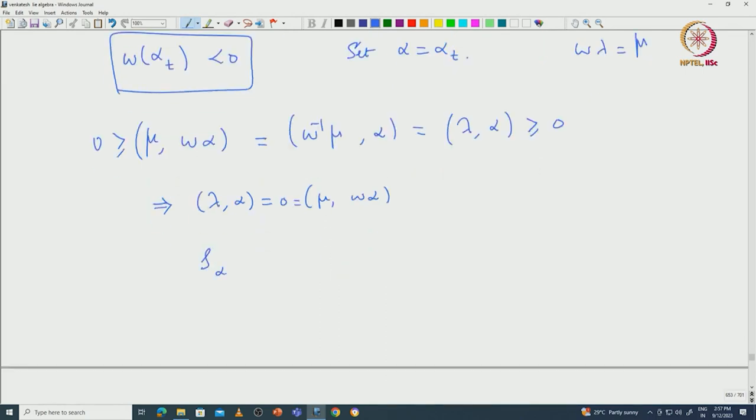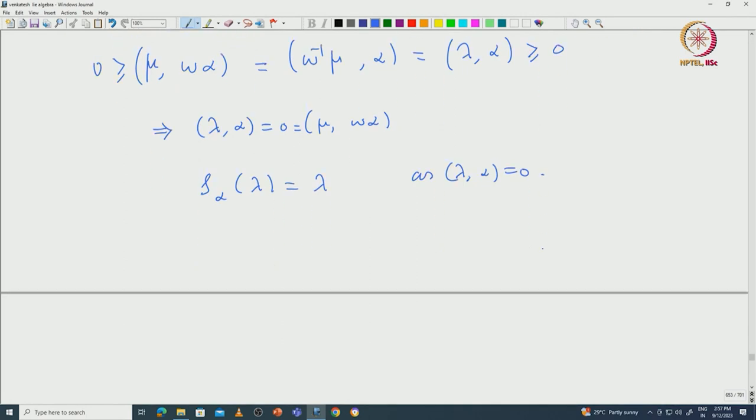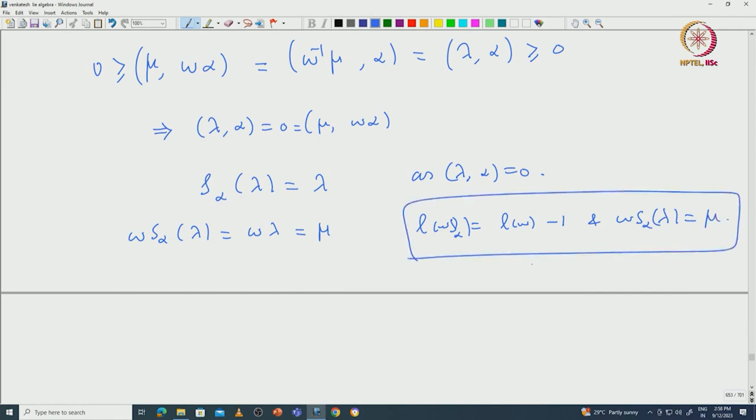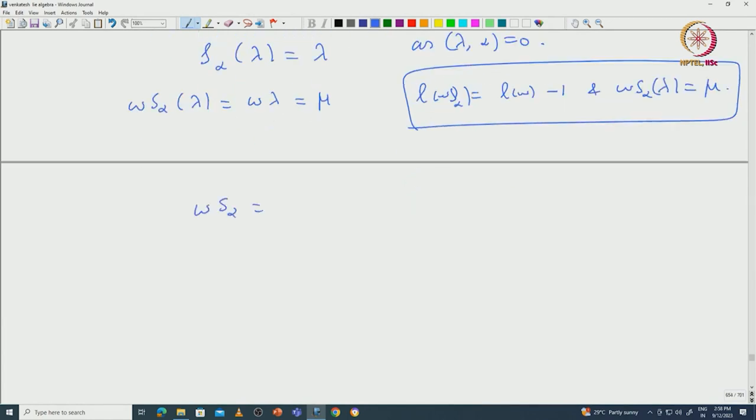In particular, if you compute S alpha of lambda, that will be exactly equal to lambda as lambda alpha is 0. So this proves that W S alpha of lambda will be exactly equal to W lambda, which is equal to mu. But note that the length of W S alpha is nothing but length of W minus 1, and we also have this equation W S alpha of lambda equals mu. Now, by induction on the length, W S alpha can be written as some product S beta 1 etcetera S beta T minus 1, where each S beta I fixes lambda.